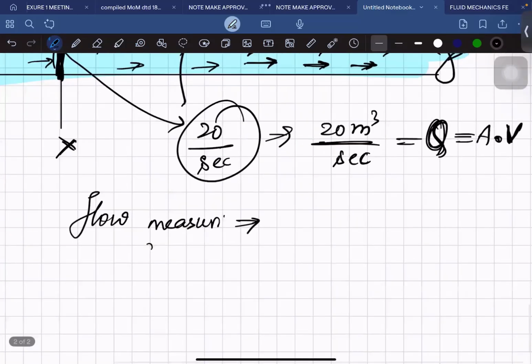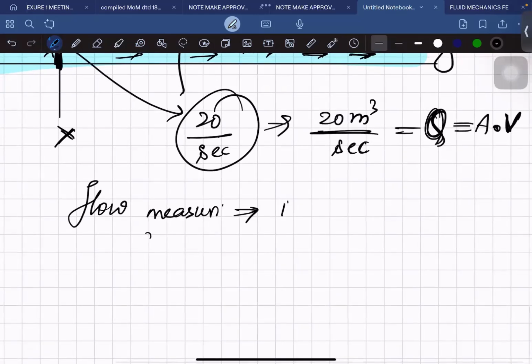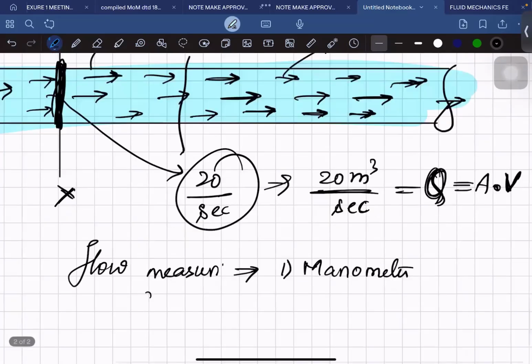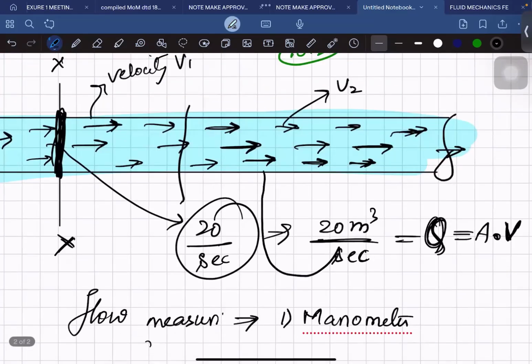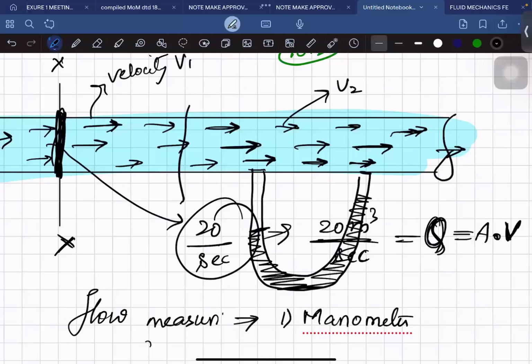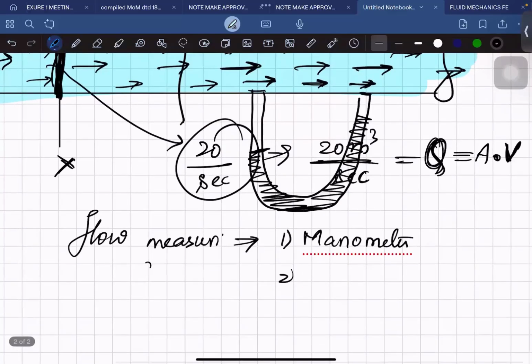Those flow measuring devices are, for example, I can say the manometer. The manometer is one of the devices that looks like a U-tube. They will connect it from one point to another point. So we call it a U-tube manometer. This can be used to measure the flow. Actually, the U-tube manometer is used to find the pressure difference. With the pressure difference, they will indirectly calculate the discharge.